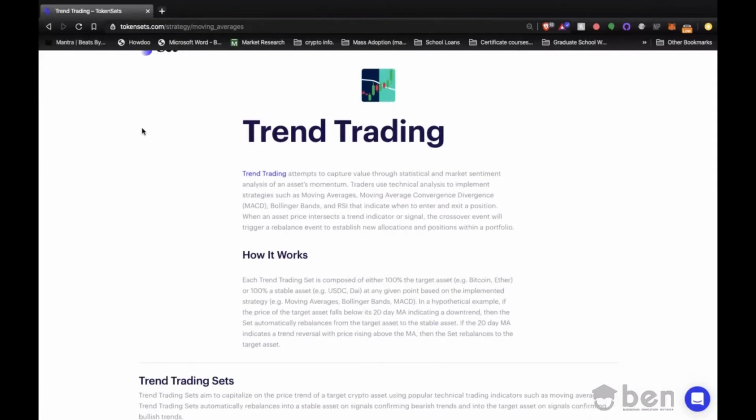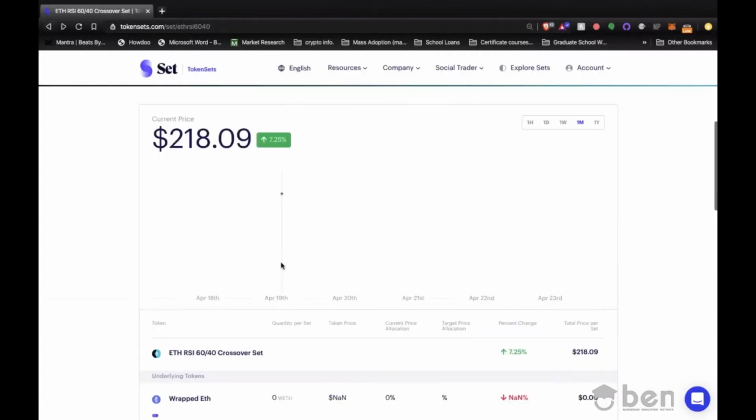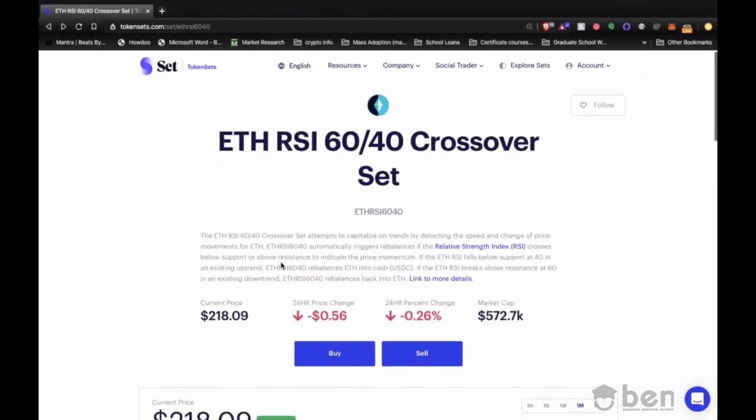And what a trend trading strategy is, it utilizes popular trading indicators such as moving averages, the relative strength index, awesome oscillator, and many more. And it allows the set to rebalance when it is triggered during a bullish or bearish trend, right? So we're going to go back and check out the 60/40 RSI crossover.